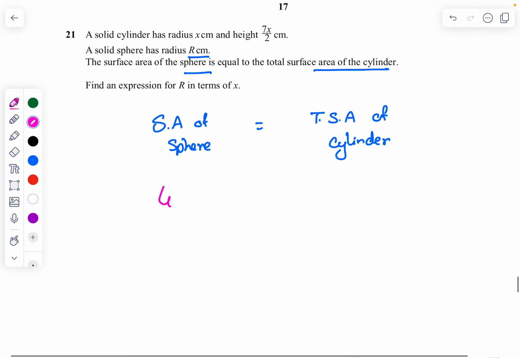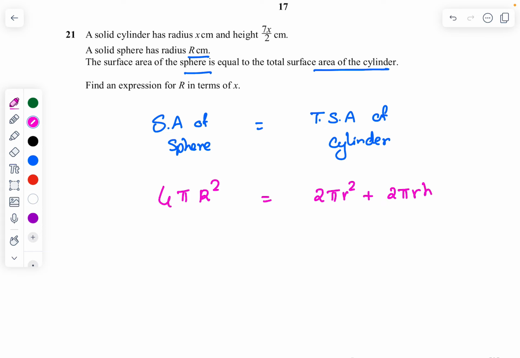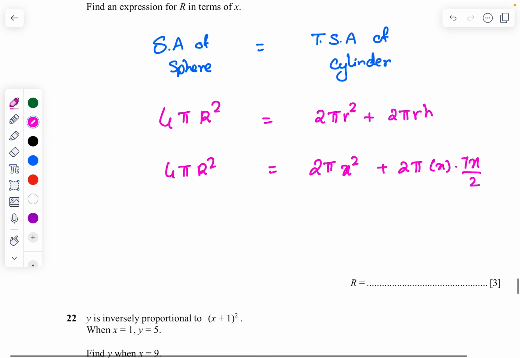Surface area of a sphere is 4 pi r square. The total surface area of this one is 2 circles, 2 pi r square, plus 2 pi r h. So 4 pi r square equals 2 pi times the radius, which is x, square, plus 2 pi times x times h. H is 7x upon 2. So what can I do?